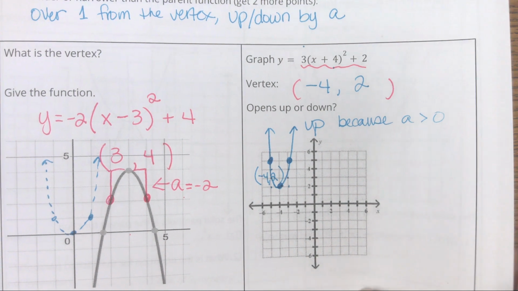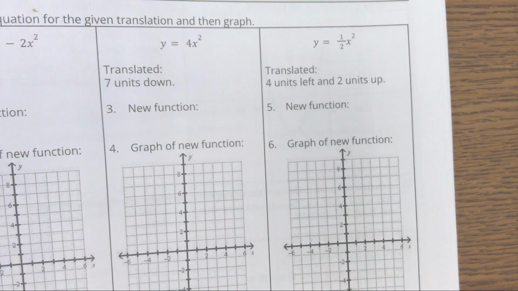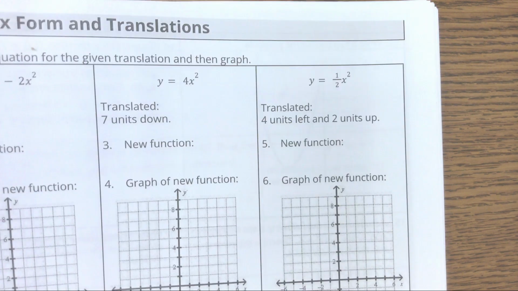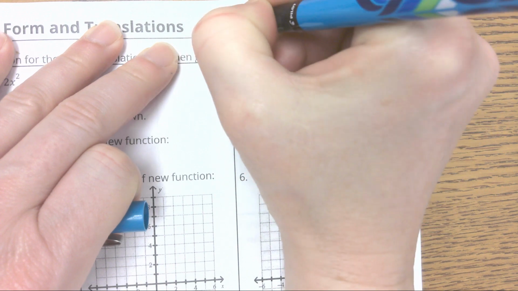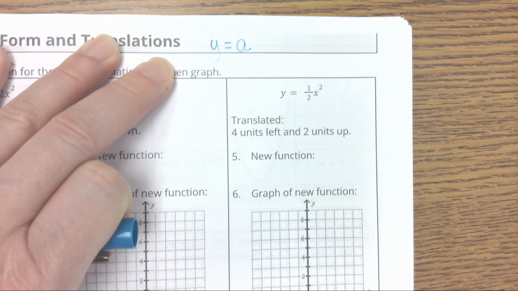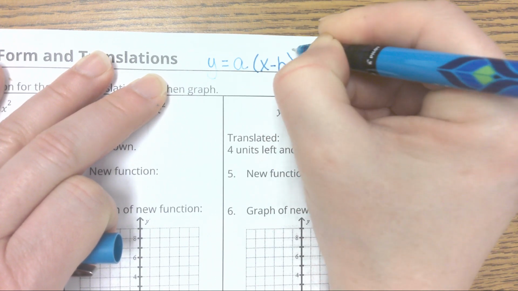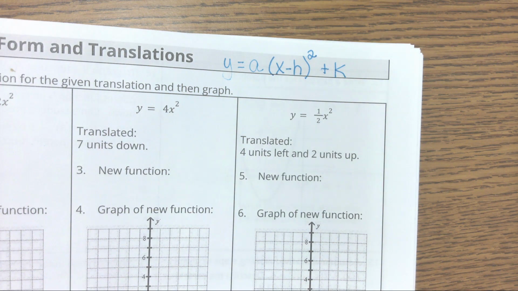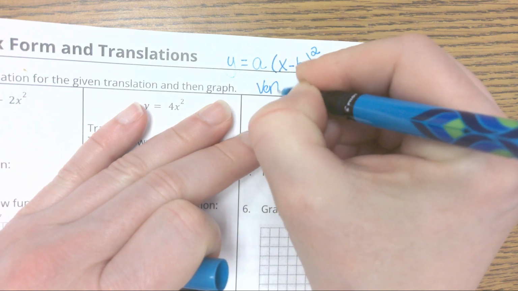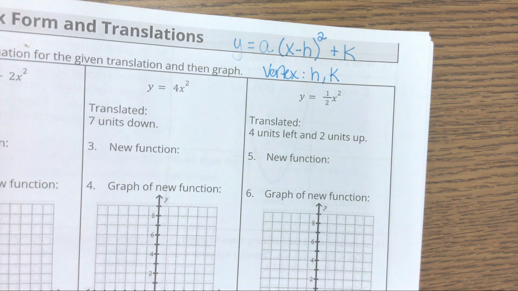Okay, I feel like we need to do some more. Let's do one of these. I'm going to do a couple things. At the top of our paper, let's write out our vertex form so you have it here. So a times parentheses x minus h squared plus k. And if we do that, the vertex is h and k.